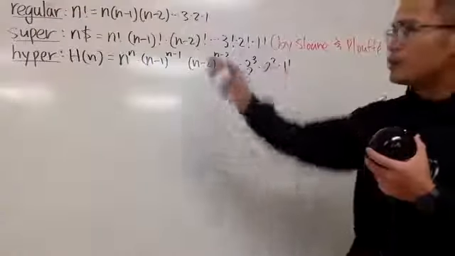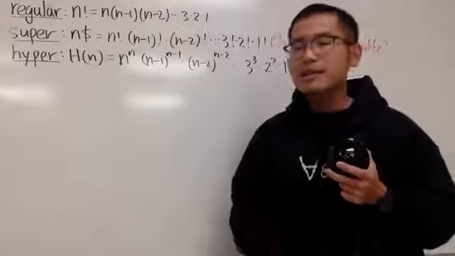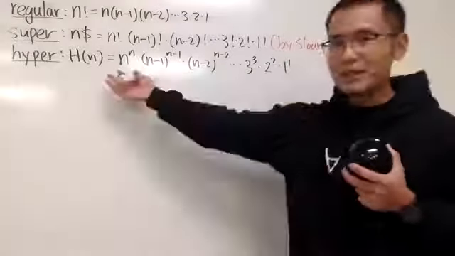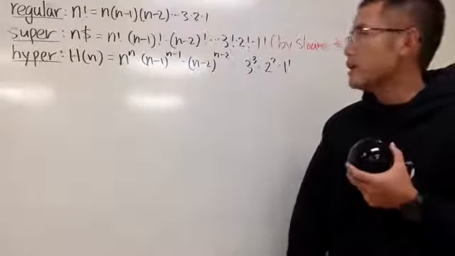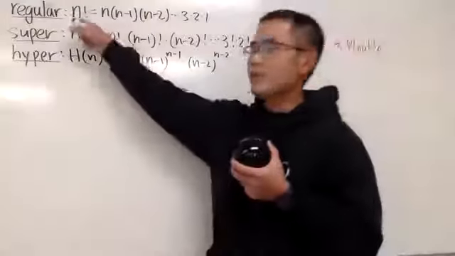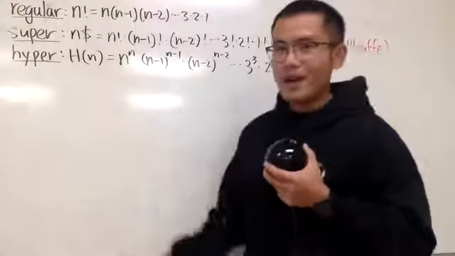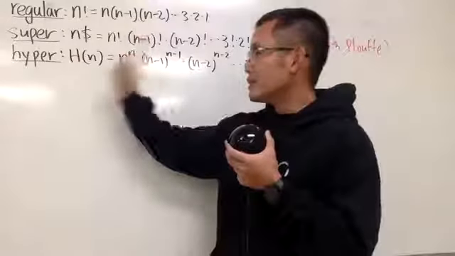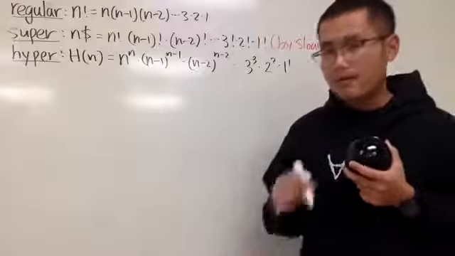And all this right here is just for positive whole number n, right? Have you seen any of this? If you have, let me know. Comment down below. All right, and the truth is, when you have 0 factorial, that's 1. When you have 0 super factorial, that's also 1. And when you have 0 hyperfactorial, that's also equal to 1. That's pretty cool.